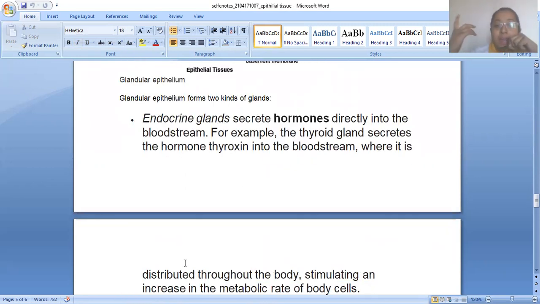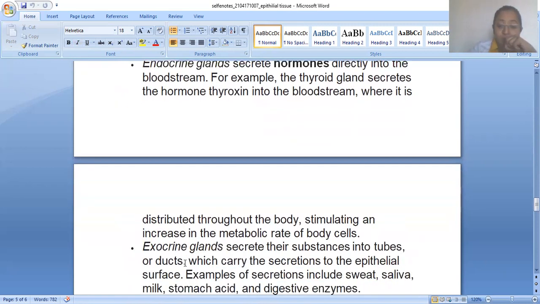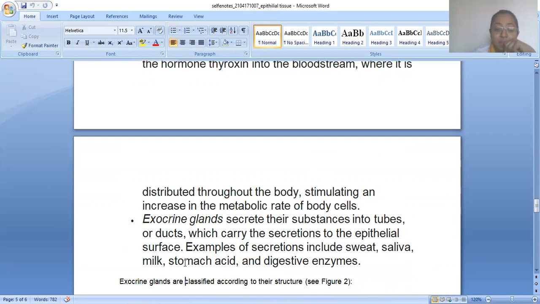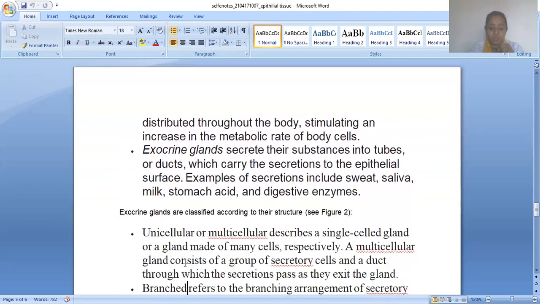Now the glandular epithelium has two kinds of glands. Endocrine glands secrete hormones directly into the bloodstream. For example, the thyroid gland secretes the hormone thyroxine. And then the exocrine glands. Exocrine glands secrete their products into tubes or ducts which carry the secretions to the epithelial surface, like sweat, saliva, stomach acid, etc.